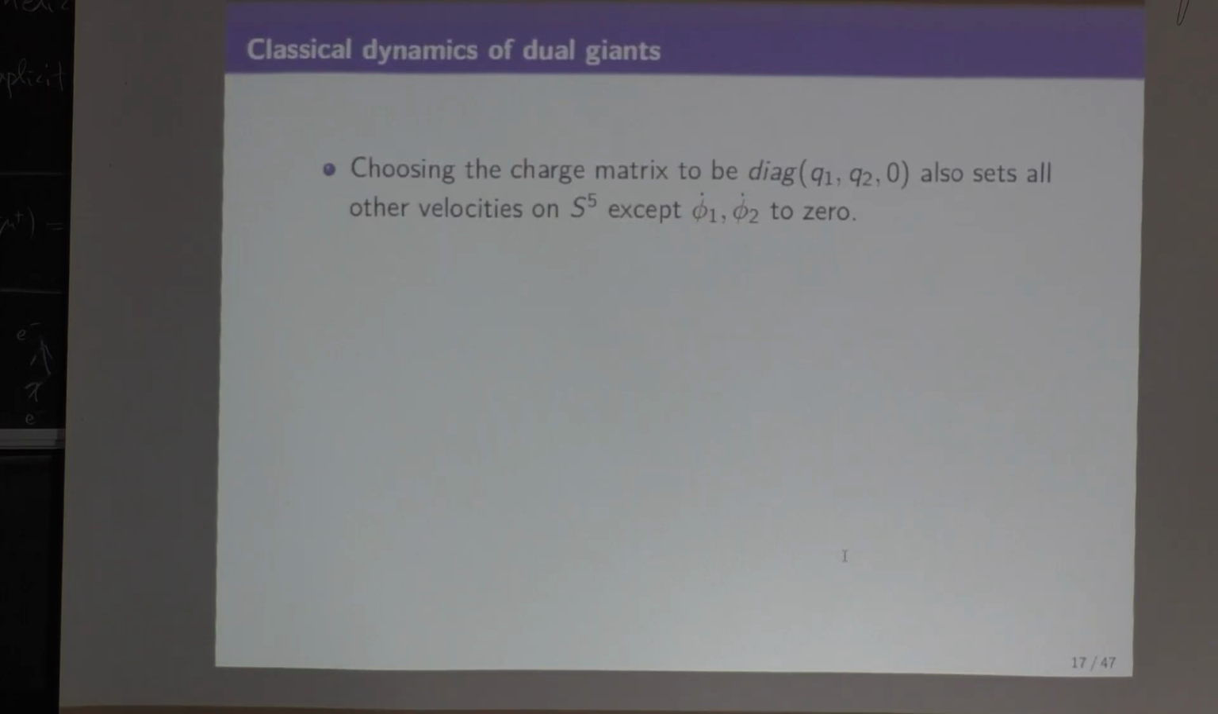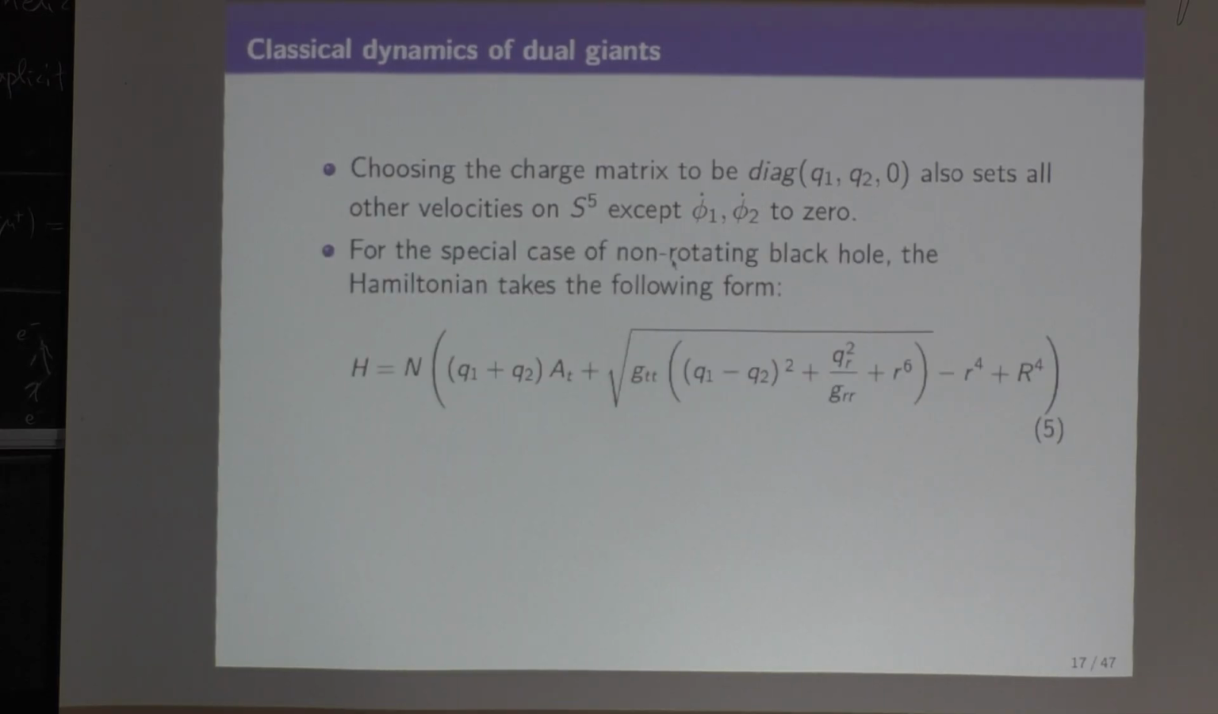Okay. Now once we choose this form of the charge matrix, Q1 and Q2 are basically rotations in the Z1, Z2 plane. So the only non-zero velocities are phi1 dot and phi2 dot, and all the other velocities will become zero. And the Hamiltonian for fixed Q1, Q2 takes this simple form.